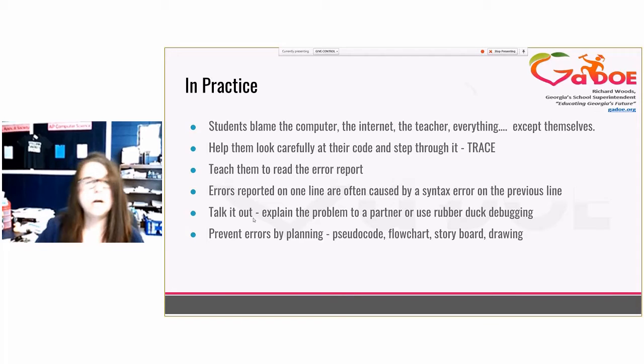Once again, talk it out. Explain the problem to your partner, or your rubber ducky, or draw a picture. Prevent errors by planning, pseudocode it, flowchart it, storyboard it. Make sure that you have built a good solution before you start building buggy code.